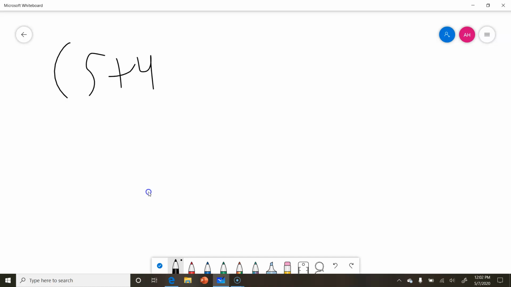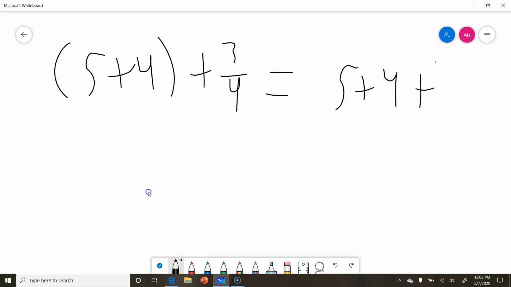If you have 5 plus 4 plus 3 over 4 is the same thing as 5 plus 4 plus 3 over 4, and this in parentheses, right? So again, in the homework, all you would be doing is, like I say, they move the 5 or move the 4, right? You can easily do that. So it's the same thing.